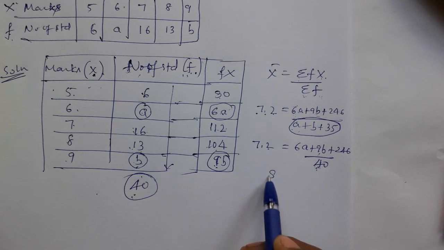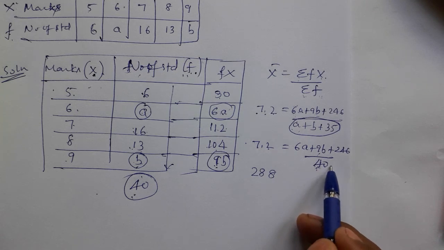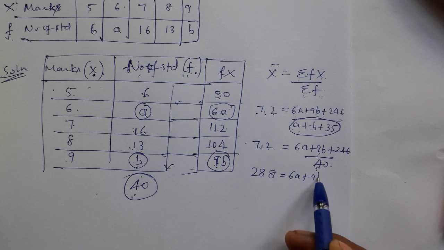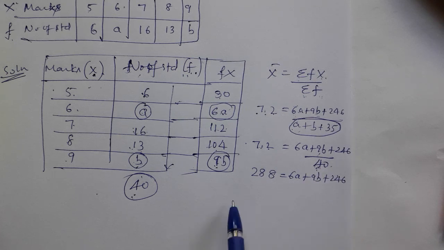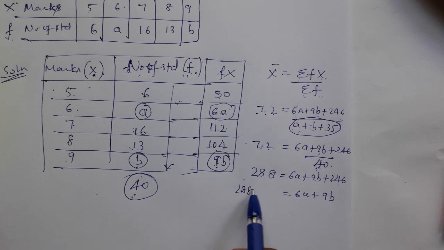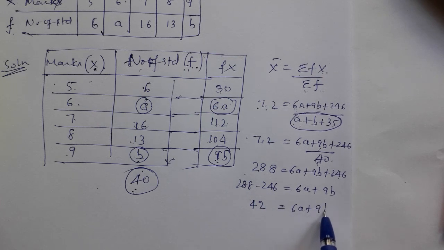4 twos are 8, 4 sevens are 28. The 0 is cancelled with the decimal, equal to 6a plus 9b plus 246. 246 shift this side. 6a plus 9b equals 288 minus 246. 288 minus 246, how much is it? 42. So 42 equals 6a plus 9b.